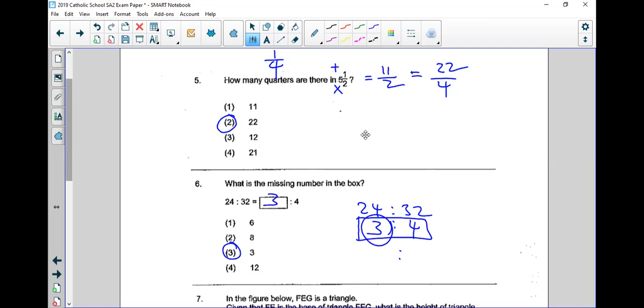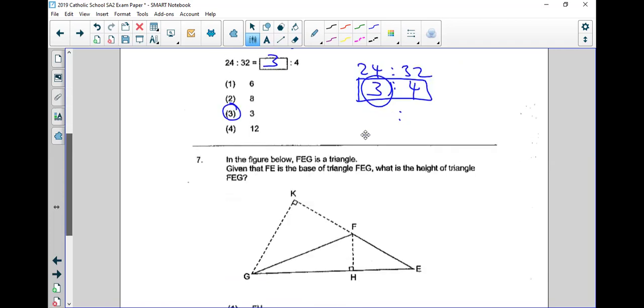Okay, Wilfred, can you start your video? Okay, now, given that FE is the base of triangle FEG, now there are many triangles over here. You will need to know what triangle you are looking at, which is FEG. So take your color pencil and highlight the triangle you're looking at. And if FE is the base, then what's the height?